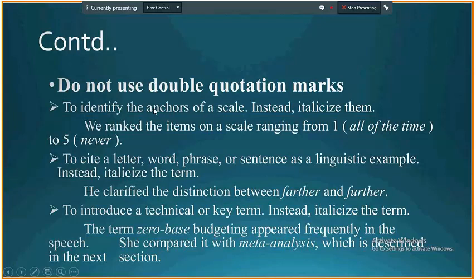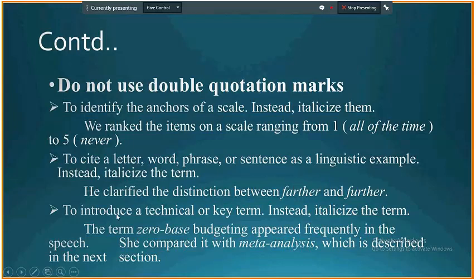And second is any term, phrase, or letter which is related to linguistics, meaning related to language. Any term, any phrase, any word related with linguistics, that is, language. In that case, we should not use the double quotation. Instead of the double quotation, we can use italic form.